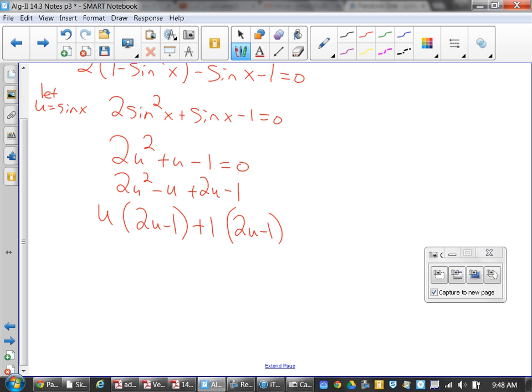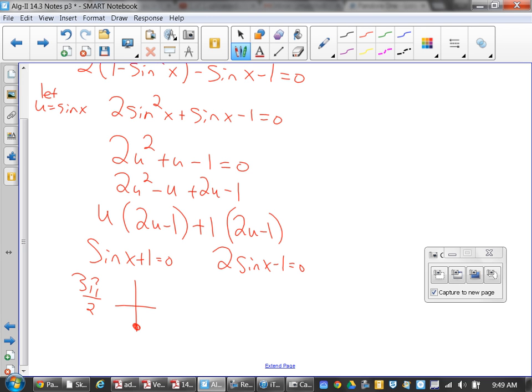So now we have sine of x plus 1 is 0, and 2 sine of x minus 1 is 0. So what angle has a sine value of -1? 2 pi over 3, pi over 2? No, no, 270. -1 is down here, so it's 3 pi over 2.